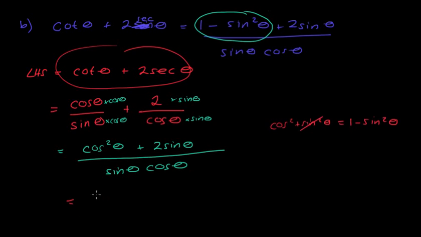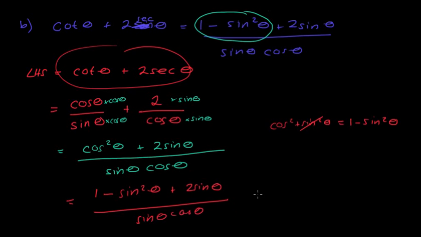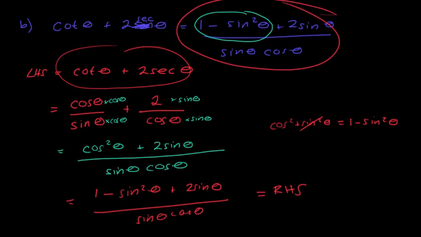So I can actually now rewrite it as 1 minus sine squared theta plus 2 sine theta all over sine theta cos theta, which equals the right hand side. Now I know what you're saying. How on earth do I have to remember always to change everything? The good part about this is that I know what I'm working towards. I'm being shown what I'm working towards.